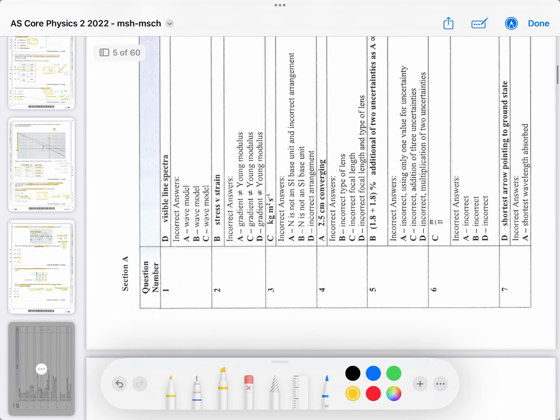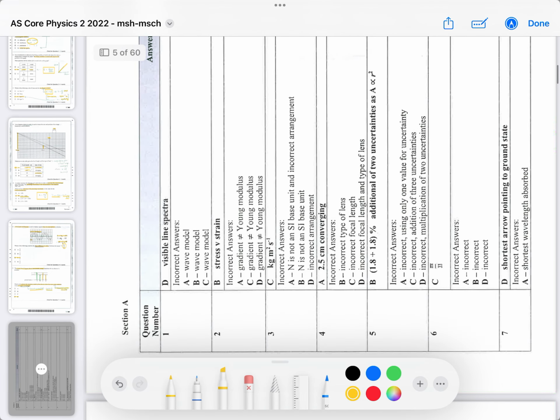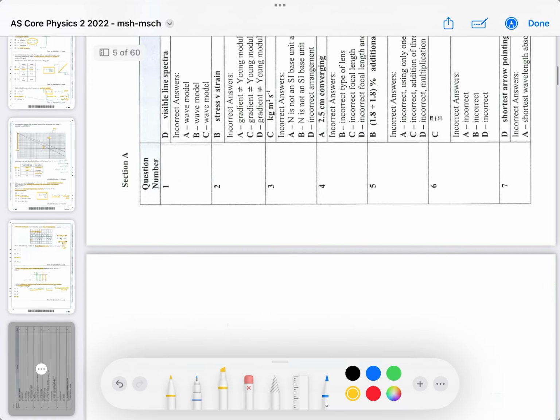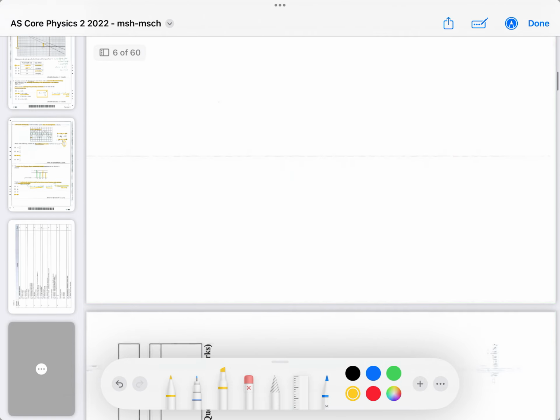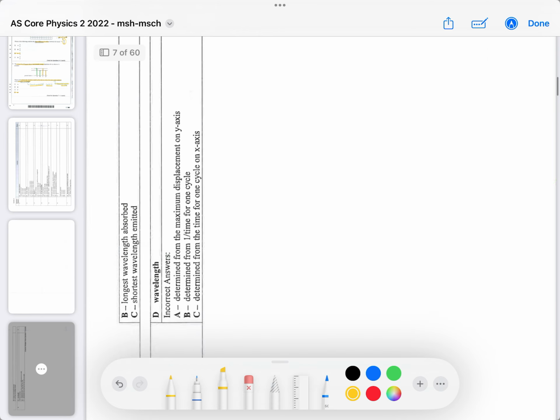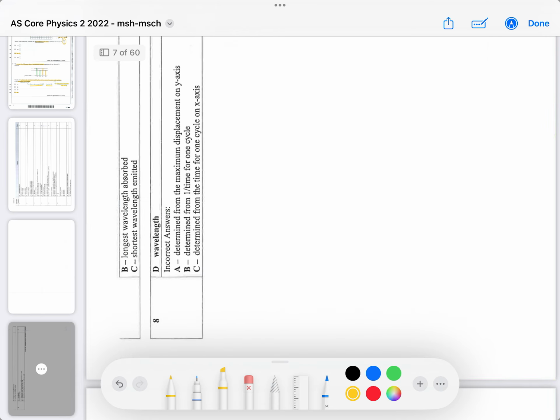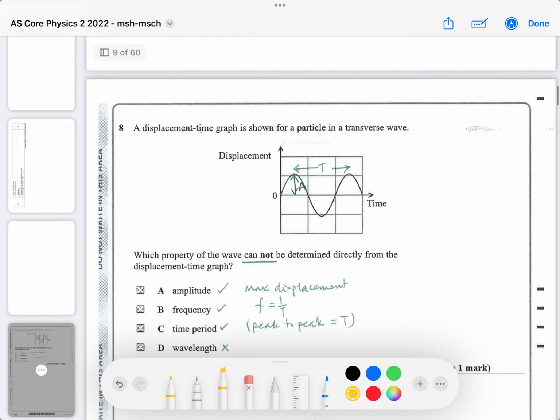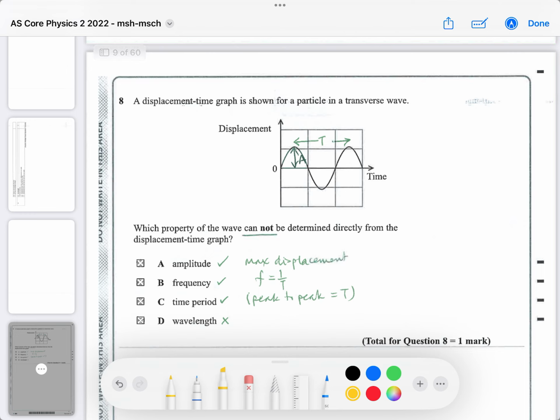Mark scheme, unfortunately, I've put sideways. It's just that the Edexcel linear puts the paper landscape and the mark scheme portrait, or the paper is portrait and the mark scheme is landscape, so it causes a little bit of confusion when I'm making a PDF. Okay, so question 8 we haven't been through. The answer is D. I apologize for that. Normally I rotate them, but it was too late, and your exam's tomorrow.